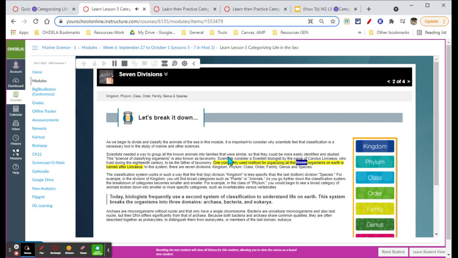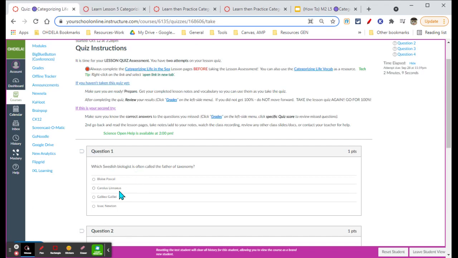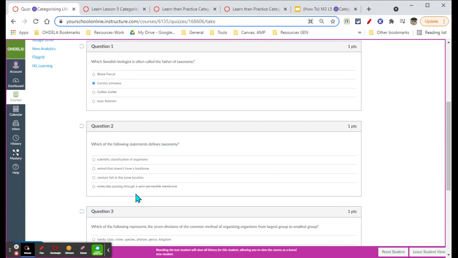And we just heard that sentence, scientists consider a Swedish biologist by the name of Carolus Linnaeus, who lived during the 18th century, to be the father of taxonomy. So I can go back to my quiz and select Carolus Linnaeus. Then I go to number 2.